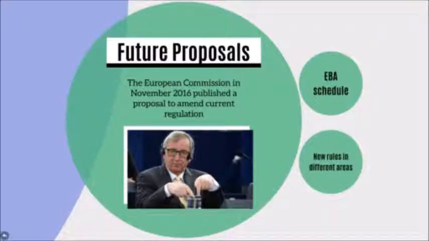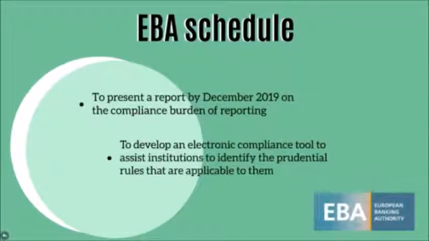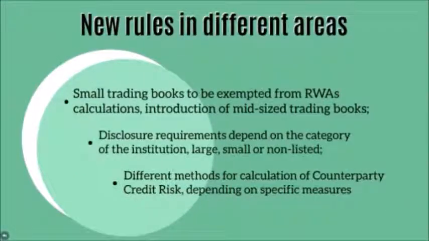The European Commission published on the 23rd of November 2016 the results of its call for evidence on the EU regulatory framework for financial services. In this proposal, it mandates the EBA to produce a report on the compliance burden of reporting. It requires the EBA to develop an electronic compliance tool to assist institutions to identify the prudential rules that are applicable to them, and finally introduces an increased set of proportional and specifically targeted rules.